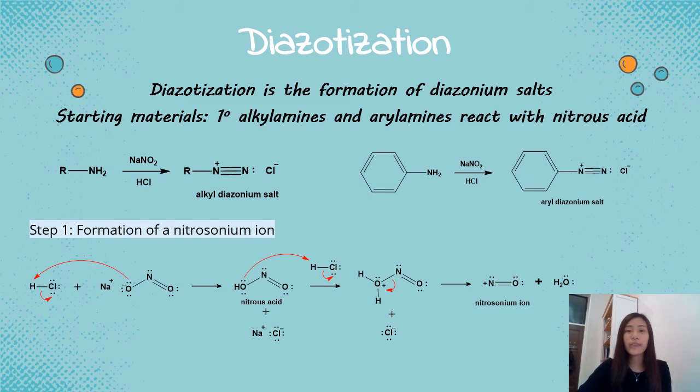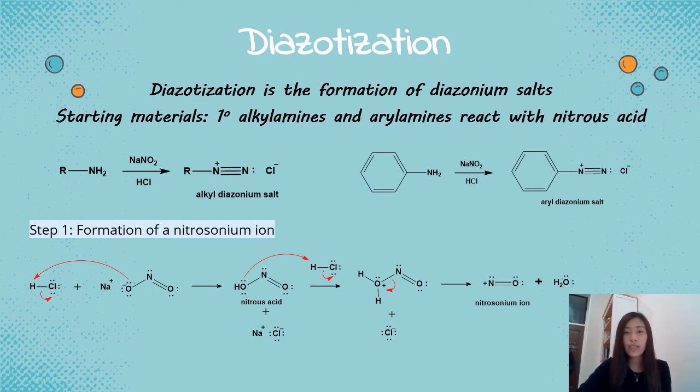The next reaction I'll be sharing is diazotization. It is a reaction for the formation of diazonium salts. The starting materials used in this reaction are primary alkylamines and aryl amines with nitrous acid. By using NaNO2 and HCl, primary alkylamines or aryl amines can be used to synthesize the alkyl or aryl diazonium salt. This reaction starts with the formation of the nitrosonium ion.